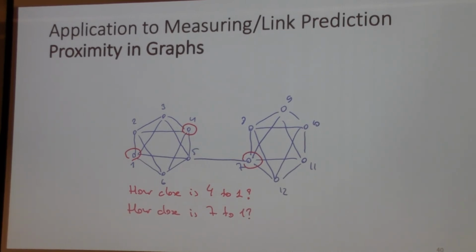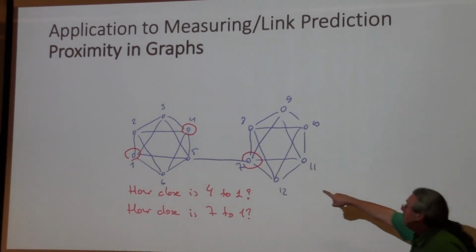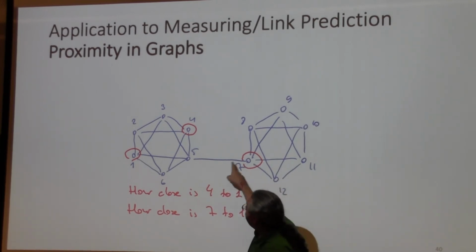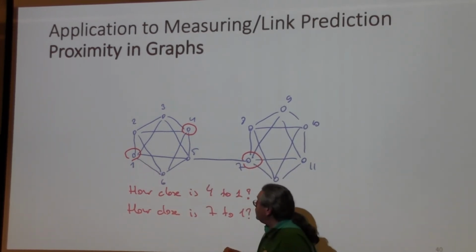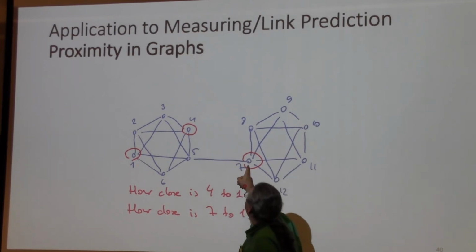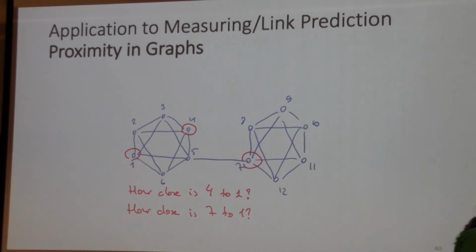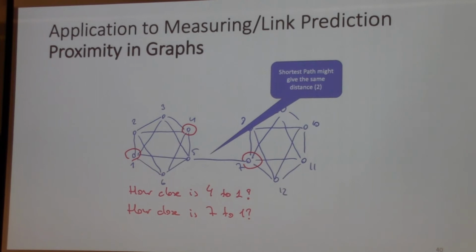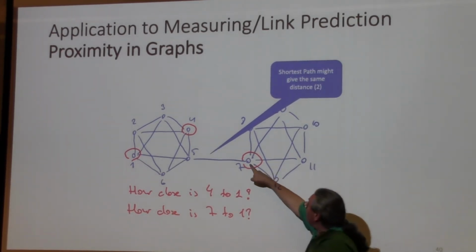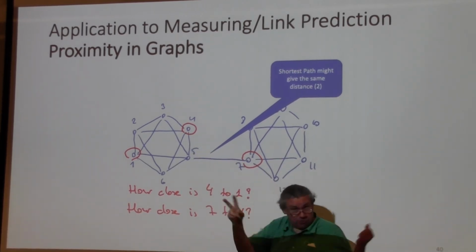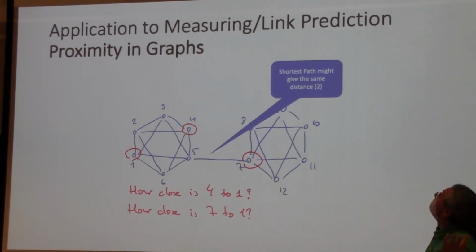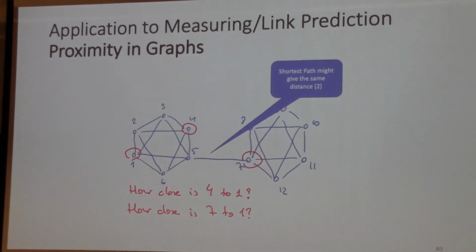So here's another node, 7. And the question is, how close is 7 to 1? And then you can say, which of these two, 4 or 7, which one is closer to 1? Which one is more similar to 1? And shortest path doesn't really help, because in both cases, the shortest path is 2. Fine, so it's actually the same distance. But maybe some of them are similar.